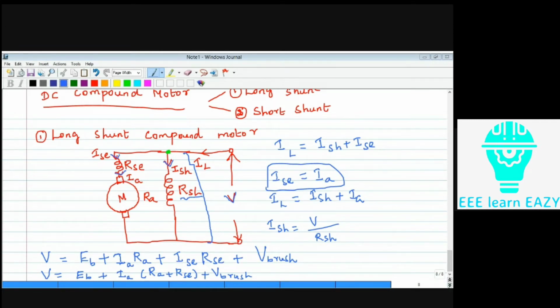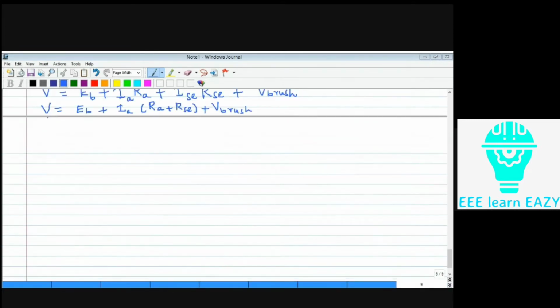Now we'll see the short shunt compound motor. The second type is the short shunt compound motor. Again, it depends on how the series field and shunt field windings are connected with the armature. Depending upon that only, we call it a short shunt compound motor or a long shunt compound motor. So let's draw the circuit diagram of a short shunt compound motor.